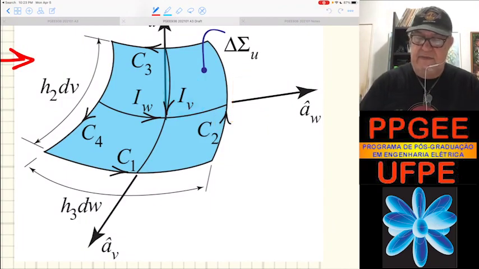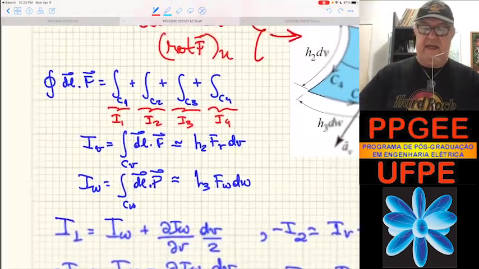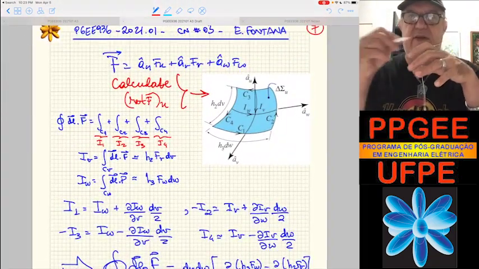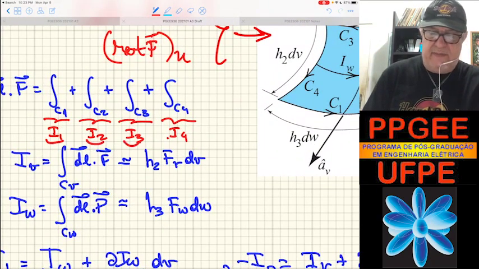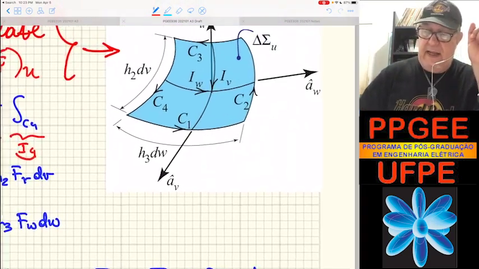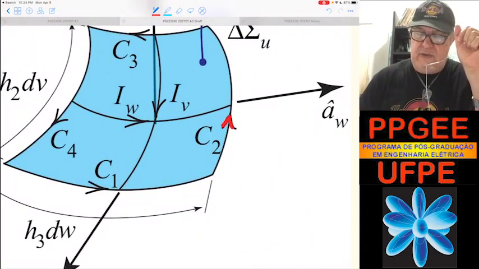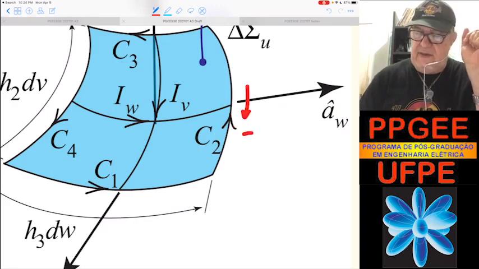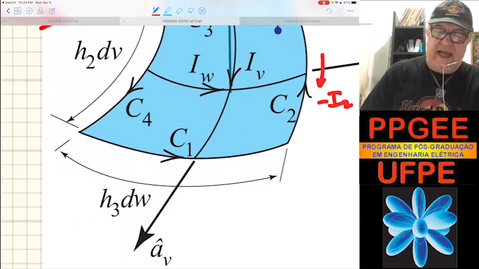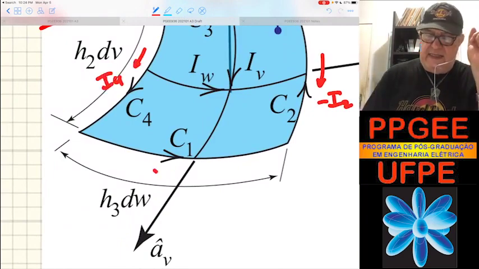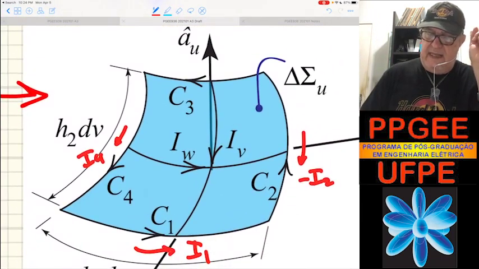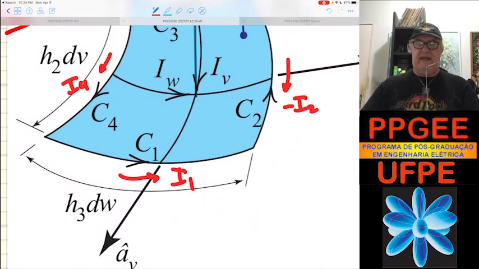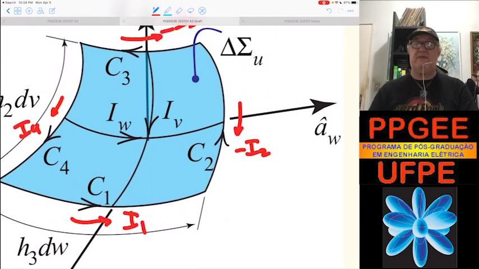I mean, the integral, according to my notation here, in this oriented path, is I1 plus I2 plus I3 plus I4. So this integral here is I2, so this one is minus I2. This is I4. This is I1, right? And this one here is minus I3. So in fact, what I wanted to do is to calculate those integrals.